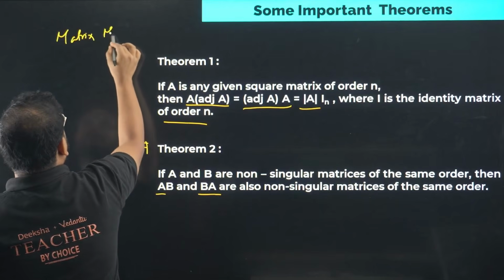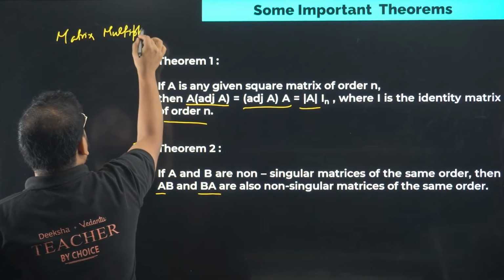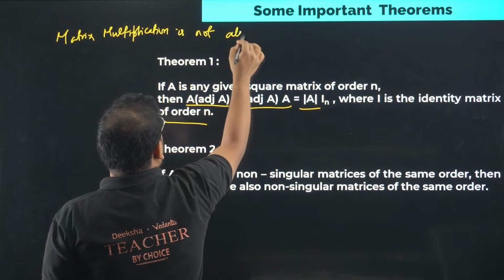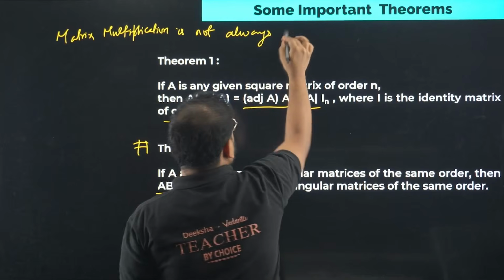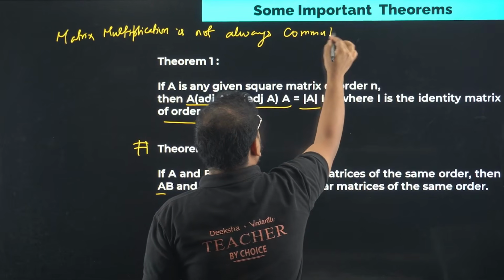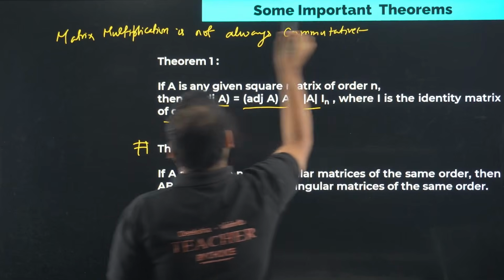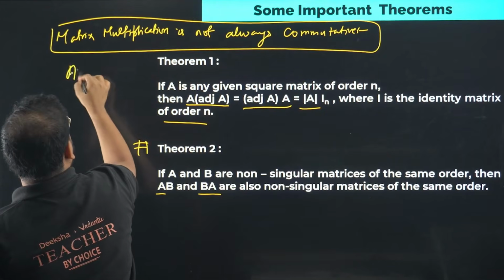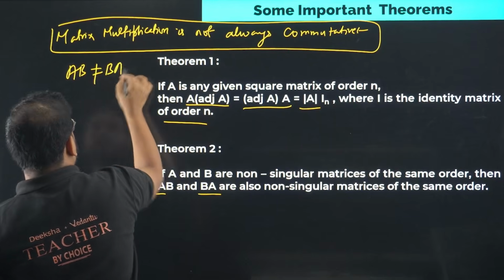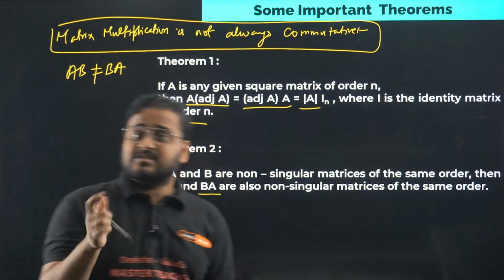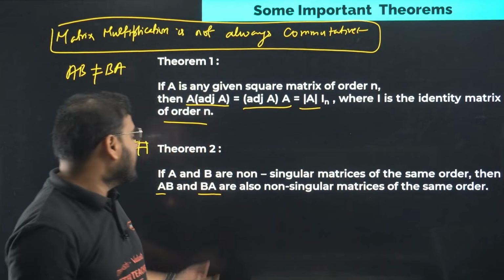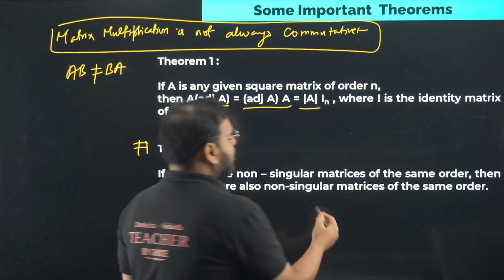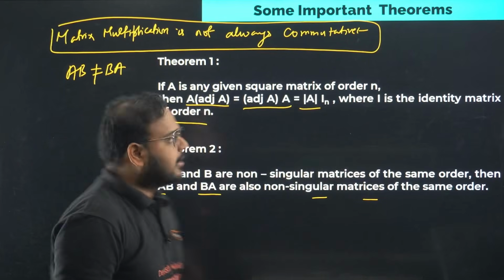Matrix multiplication is not always or generally commutative. All of you agree? It means AB will not always be equal to BA. They are equal in the case of inverse, I told you that time as well, but not always. We'll see that later. But yes, AB and BA will also be a non-singular matrix of the same order. Got it? Okay, moving on.